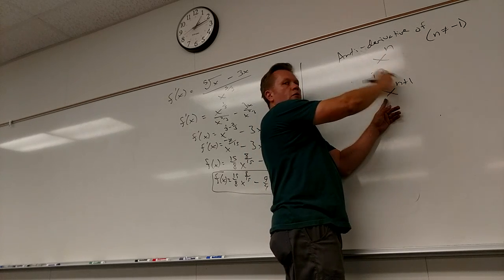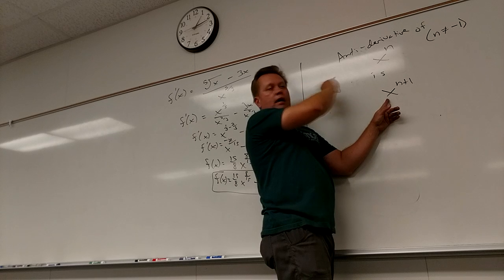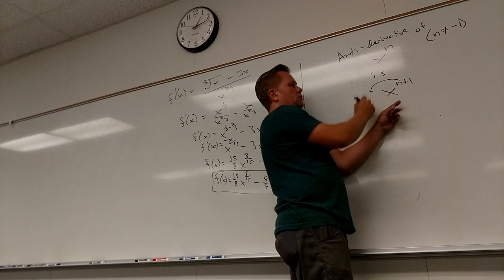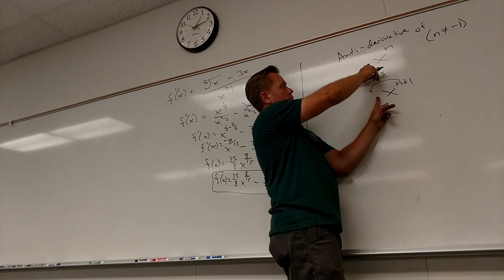That power's got to go up by 1. That's what we've been doing every single time. And this captures what I was just talking about. If I take this guy's derivative, won't the n plus 1 come down? Is there an n plus 1 here?